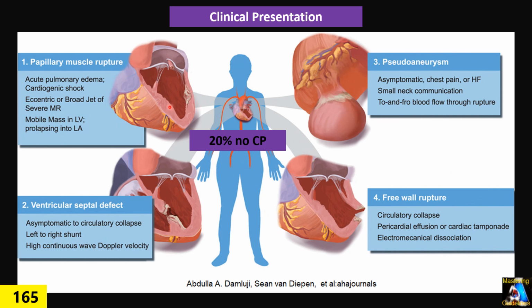And we can usually touch and feel the thrill by touching that area. But in papillary muscle rupture, we usually hear a little louder, low-pitched murmur that is more significant at the apex and can radiate to the base of the heart, and we don't have a thrill in papillary muscle rupture.